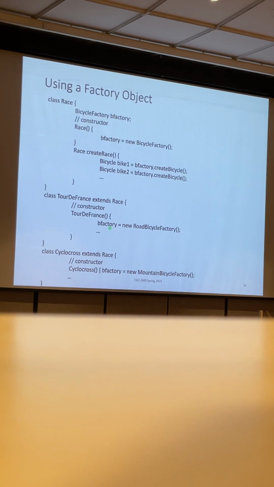So then we don't see the actual creation of bicycles here, because it happens here in the base class, Race. So when, for example, you have an object, Tour de France, and you look at bike 1, its compile time type would still be Bicycle, right? But its runtime type would be Road Bicycle.